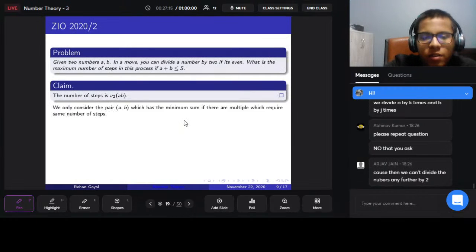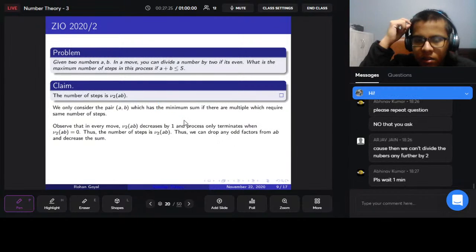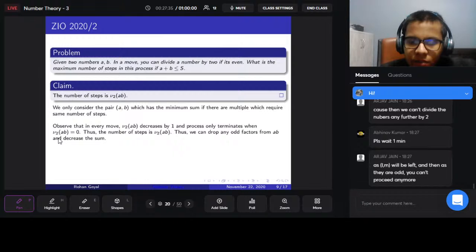The formal way to write it is you say that the number of steps is V2 of AB. Now we can observe that in every move V2 of AB decreases by 1, and we can continue, and the process only stops when V2 of AB equals 0. So the number of steps is V2 AB.